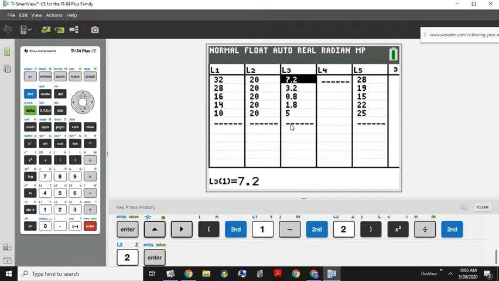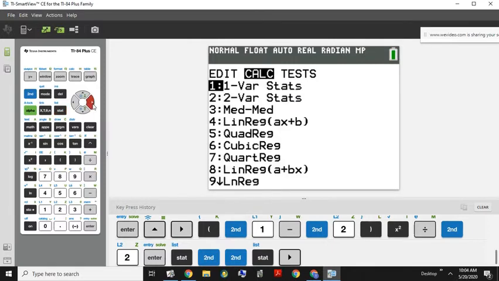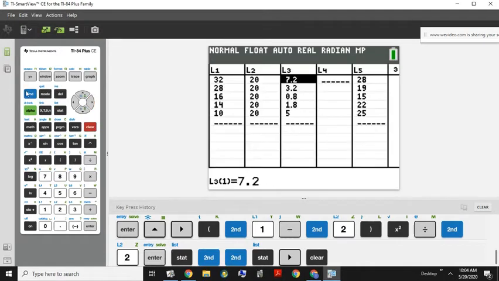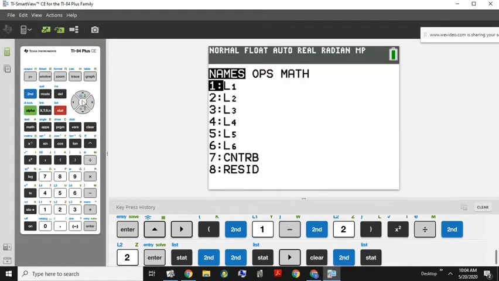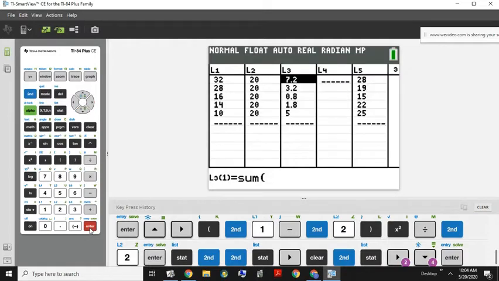All right, 83 people, still not done. You have to sum this up. So we're going to do second stat to do sum. Remember, second stat is your sum function. Hold on a minute. Math, so second stat, math, sum, and you need to sum up.